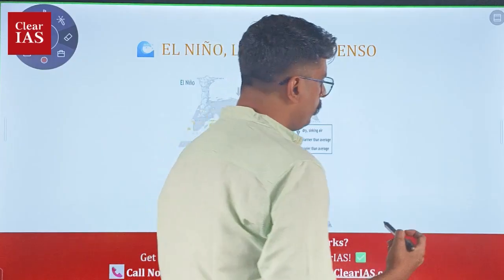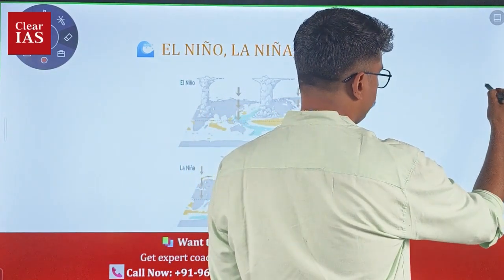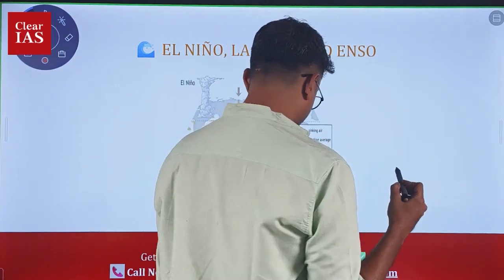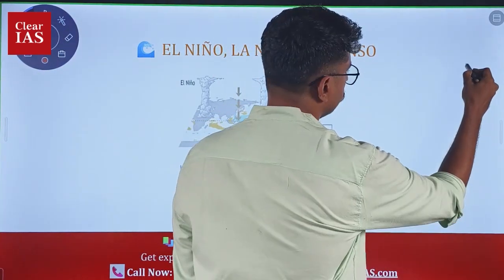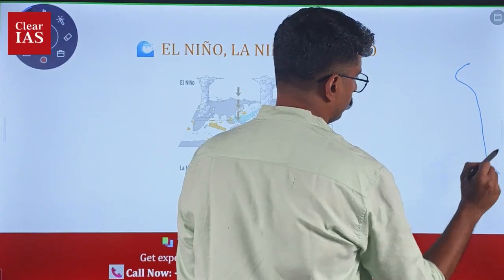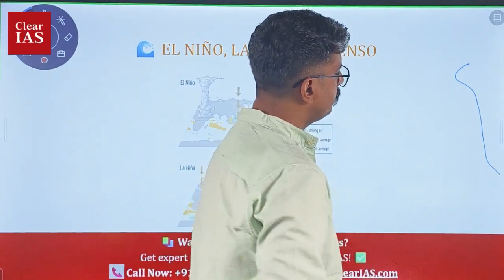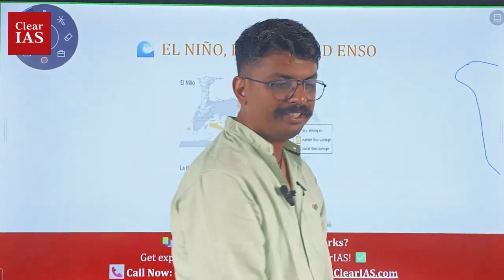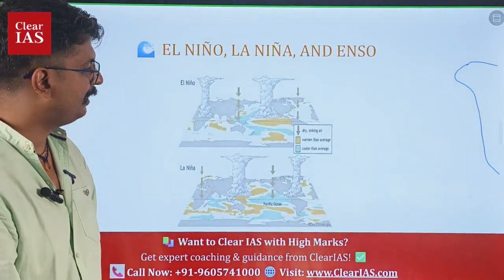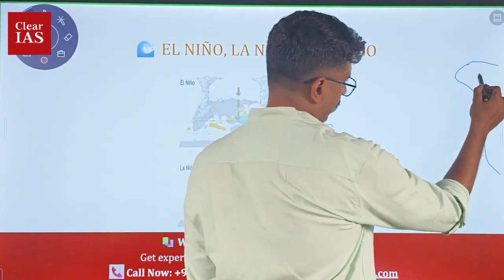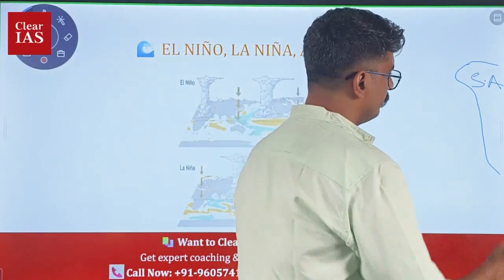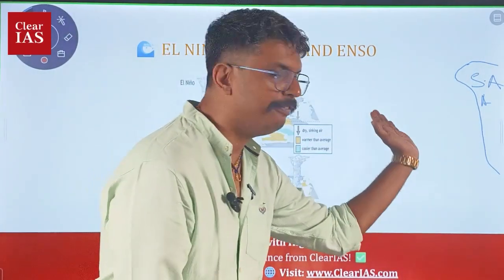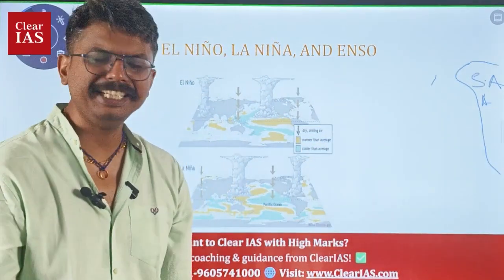So take out your maps. If you are familiar with the maps, then it's great. If you're not, please take out the world map. Which continent does this look like? It is South America. The west side of South America, right?